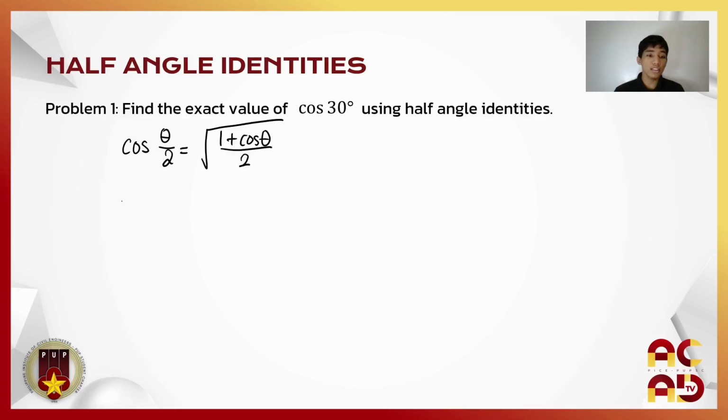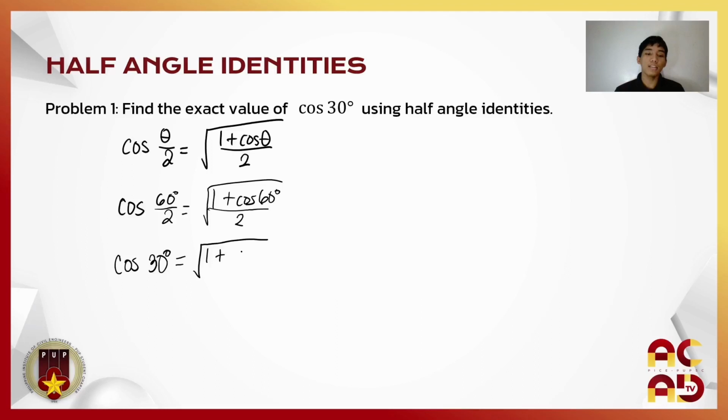So, ano yung ilalagay natin ditong theta na kapag dinivide natin by 2 is 30 degrees? That is 60 degrees divided by 2. So, ang theta natin ay 60 degrees. Cosine 60 degrees divided by 2 is cosine 30 degrees. So, cosine 30 degrees is equal to 1 plus cosine of 60 degrees.